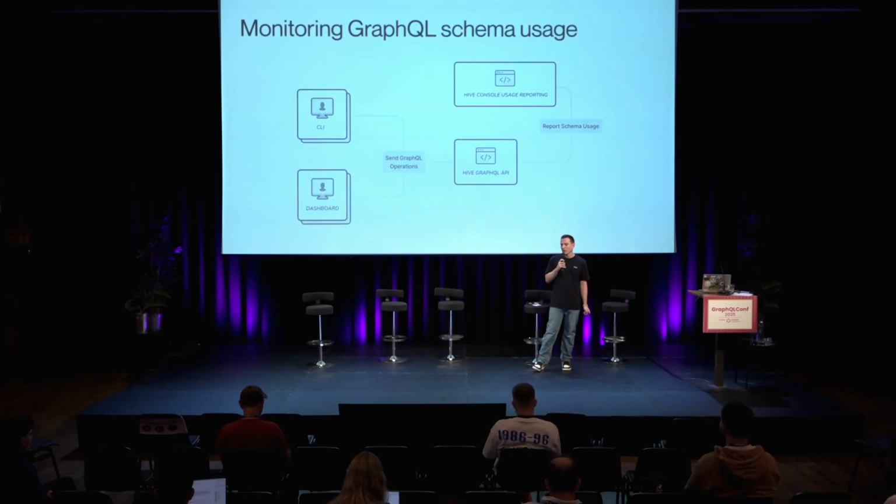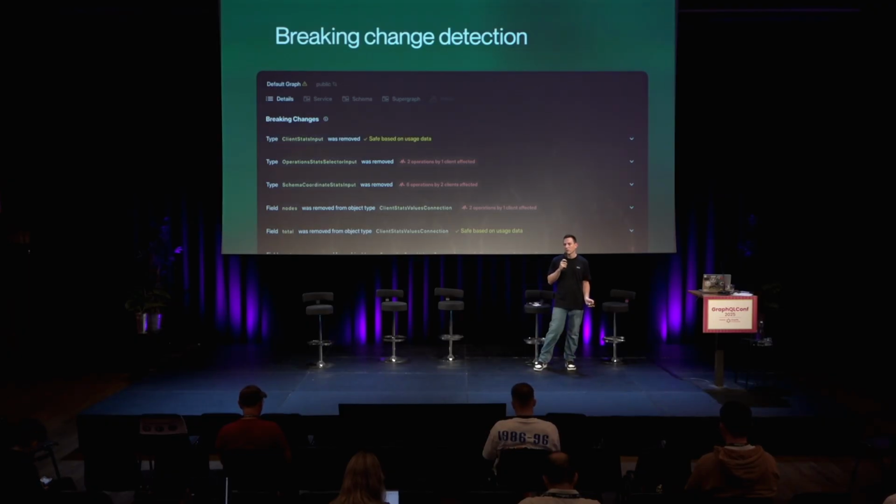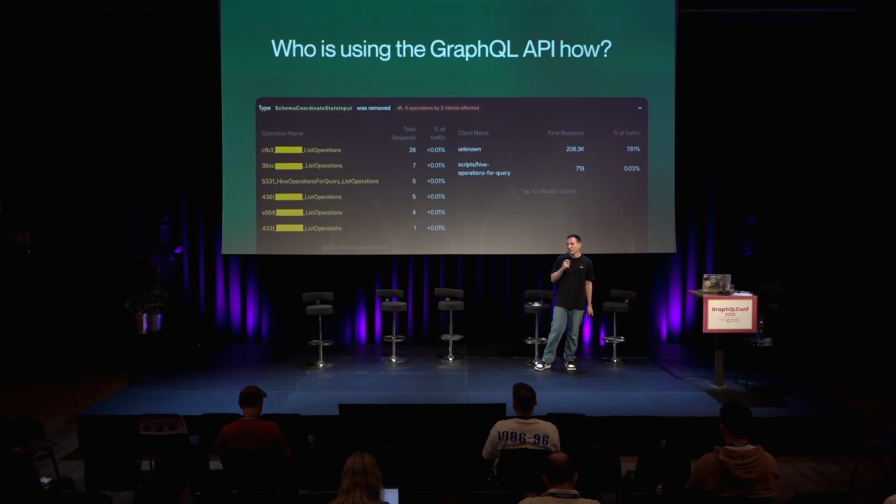So what we actually do is, when a client sends a GraphQL operation to our GraphQL API, we analyze the GraphQL operation and extract the schema coordinates that are being used in there. And then from there, we can have breaking change detection. So based on our real traffic, what we do is gather the analytics. And then when we do a schema change, we get our overview of which operations are broken or which operations by which client would be affected by doing a certain schema change. And then we can basically see who is using our GraphQL API in which way, and who we need to contact in order to do that.